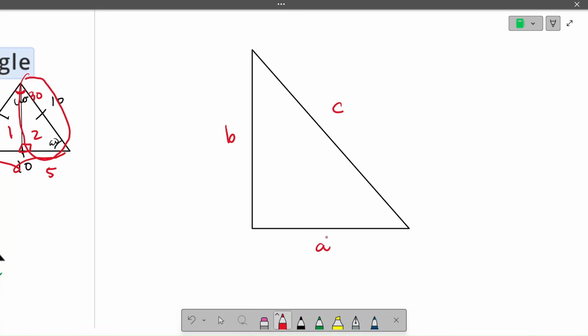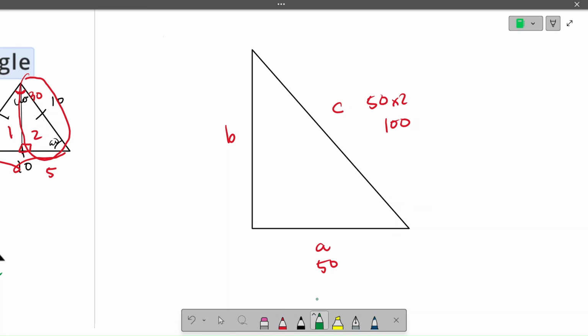To get A, always think about na i-divide lang natin ang hypotenuse by 2. To get C, or to get the hypotenuse, we are going to multiply by 2 ang ating value ng A. Again, for example, 50 itong A. So what is C? That becomes 50 times 2. That is 100 ang ating C.